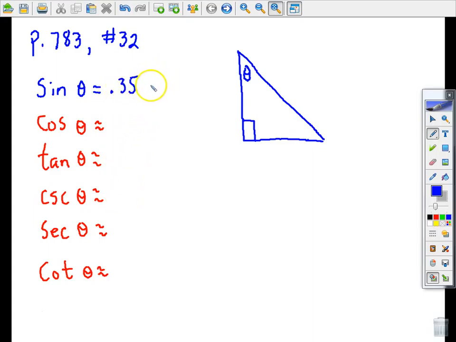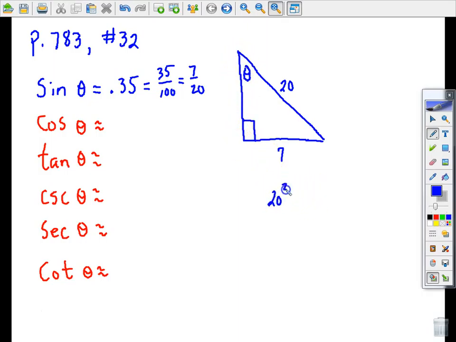So again, you already know this, I'm sure, but 0.35 could be thought of as 35 over 100, which reduces even further because 5 goes into both of these numbers, so you can reduce this to 7 over 20. So relative to angle theta, sine means opposite over hypotenuse. And so if I'm given the ratio of 7 over 20, that means my opposite side is 7 and the hypotenuse is 20.